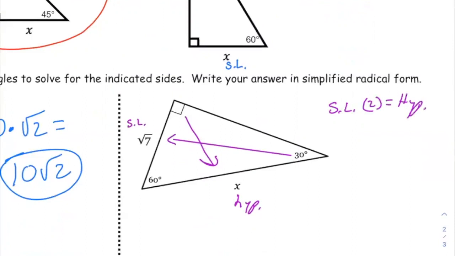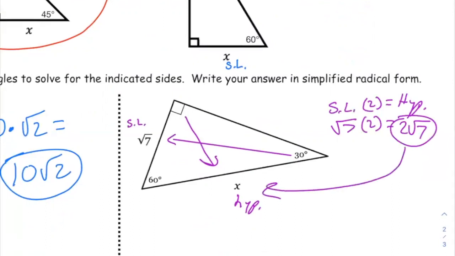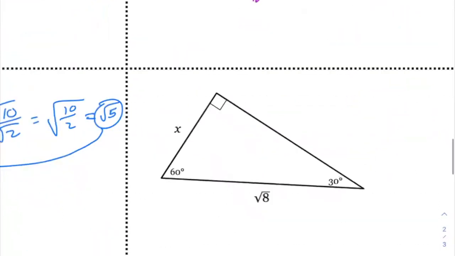Okay, so I've got the short leg. Sweet. Root 7 times 2 is equal to the hypotenuse. Well, root 7 times 2 is just 2 root 7. They don't both have a radical on them, so I can't call it 14 or root 14. So it's 2 root 7. And you're done. That's what x is. Slide her on down now.